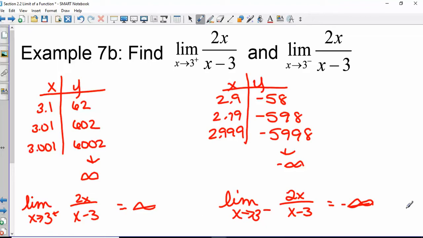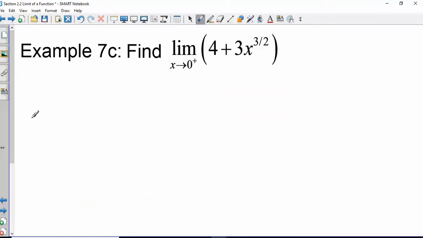What if I asked for the two-sided limit on this one? It does not exist because one side is going to positive infinity and one side is going to negative infinity. So the two-sided would not exist. All right. Why don't you guys see if you can figure this one out?